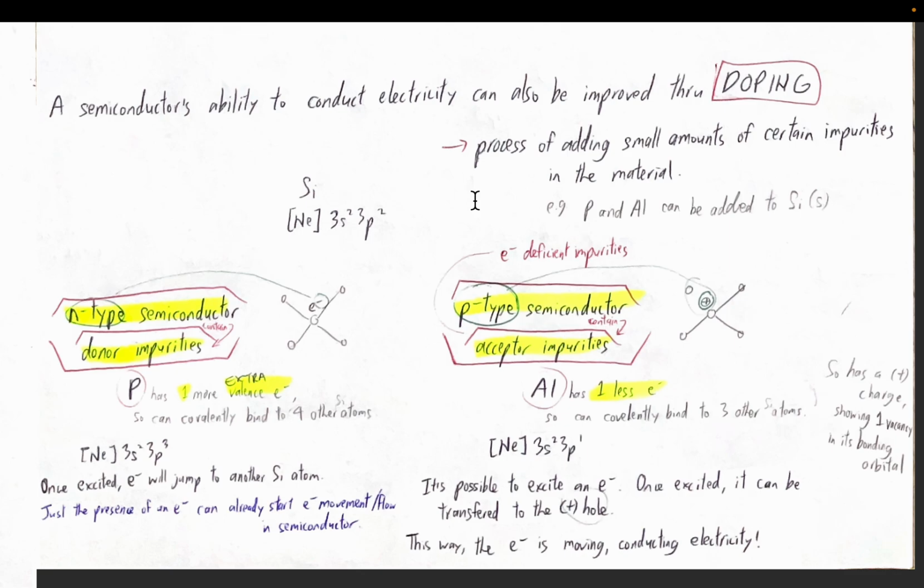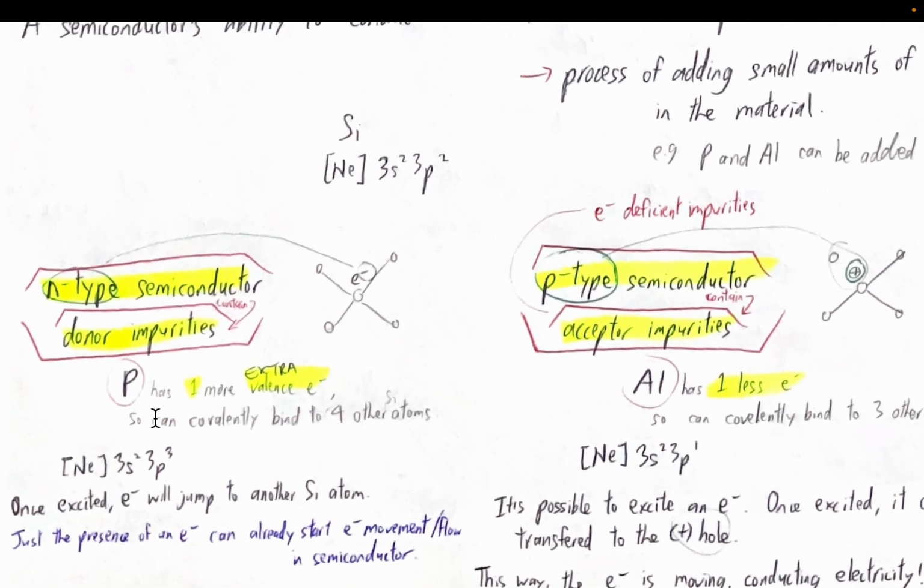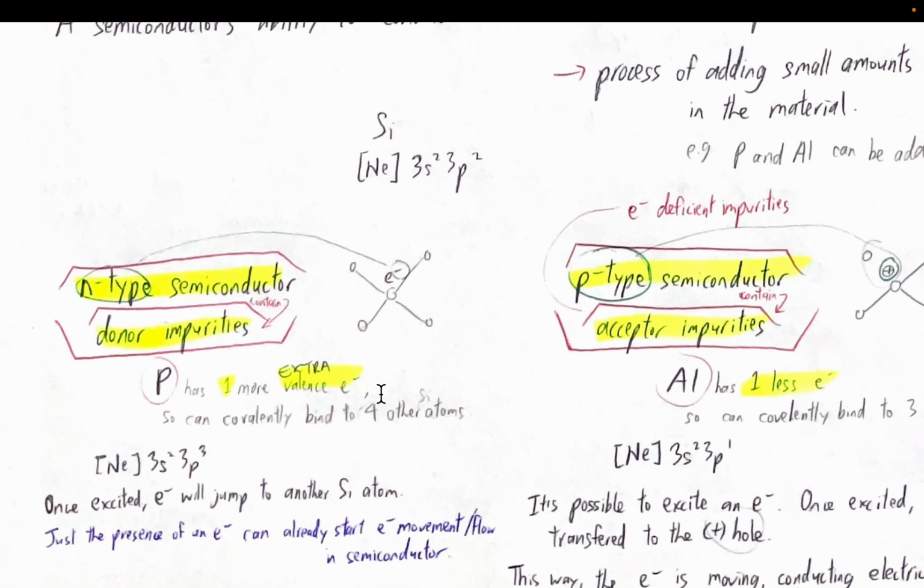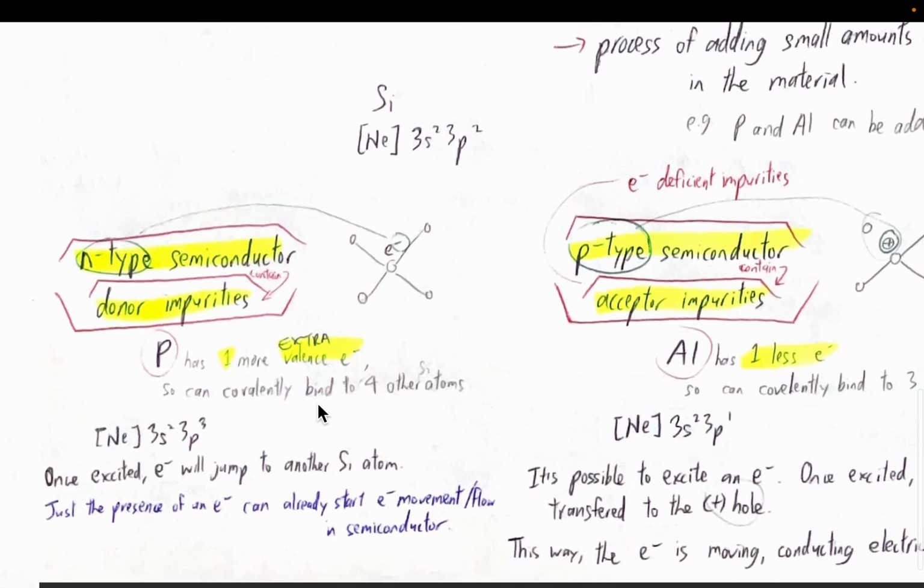There are two types of semiconductors that you'd want to know: the N-type and the P-type. The N-type semiconductor contains donor impurities. Phosphorus, for instance, has one more extra valence electron. This can covalently bind to 4 other atoms. So in this visual illustration, we have phosphorus in the middle. It can covalently bind to 4 other atoms.